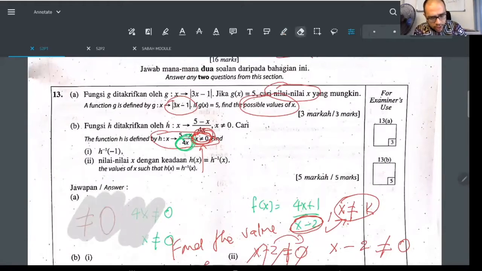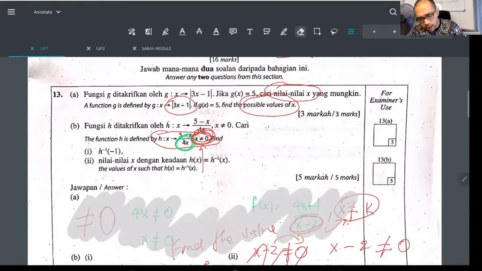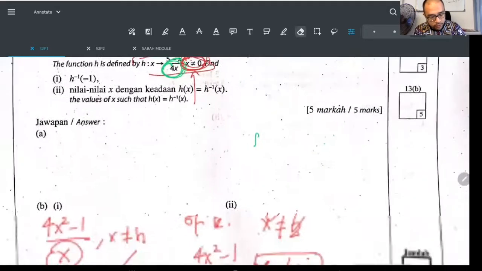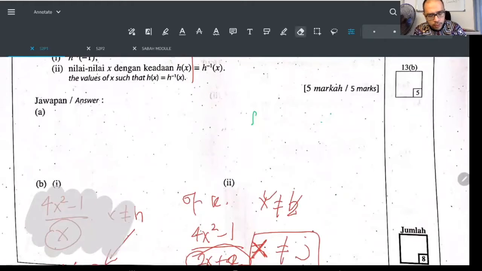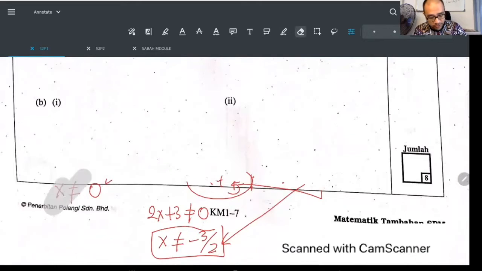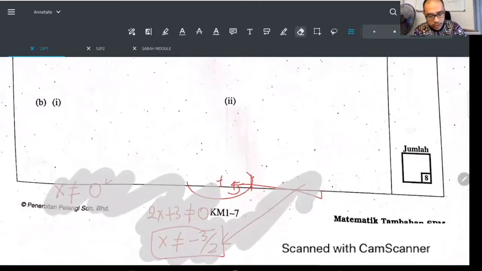First of all, I have to wrap this. Let's say you are asked to find a function, and after that, you painstakingly already find the function, and then, sorry, I have to wipe all this off first. I wish there was a clear board option, but unfortunately, no.